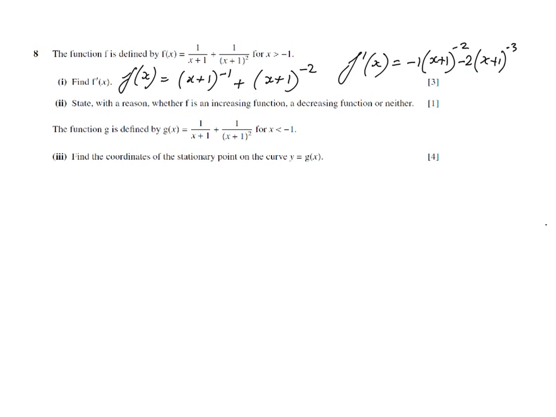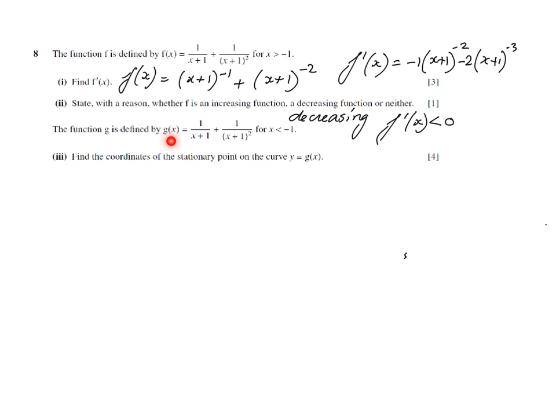Well, because of those negatives, whatever you plug in for x, the value of your derivative is going to be negative. So you're going to say it is a decreasing function, but you have to state the reason. It's a decreasing function because the derivative is always negative, smaller than 0. There you go. We continue.